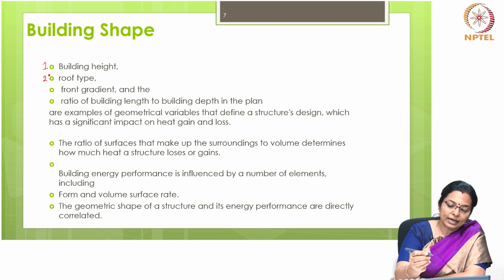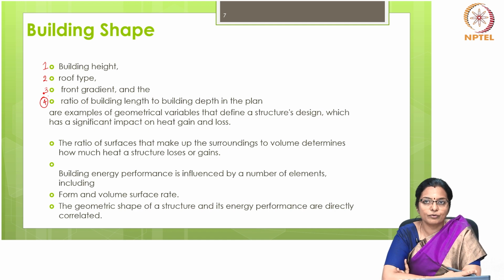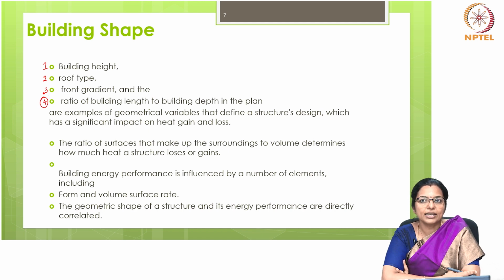Second is the roof type. Third is the facade gradient. And then the ratio of the building length to building depth in the plan. So, these are examples of geometrical variables that define a structure's design, which has a significant impact on heat gain and loss. The ratio of surfaces that make up the surroundings to the volume determines how much heat a particular structure loses or gains. Building energy performance is influenced by a number of elements, including form and volume surface ratio.